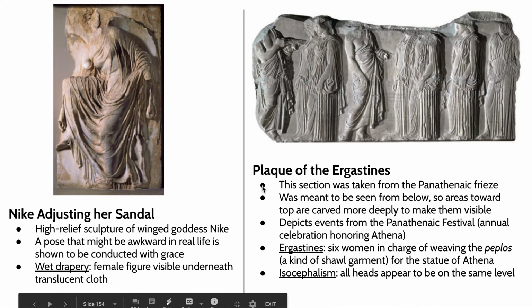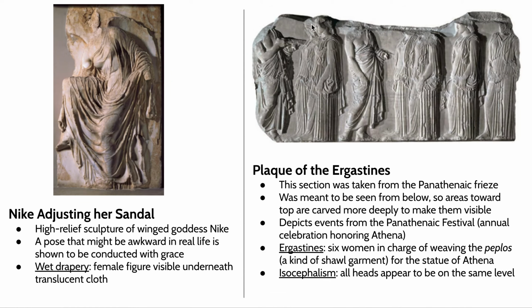In this particular image, we are seeing isocephalism, which you'll remember is this word that means the figures are on the same ground level and their heads are around the same height. We're also seeing evidence of contrapposto as well as drapery.